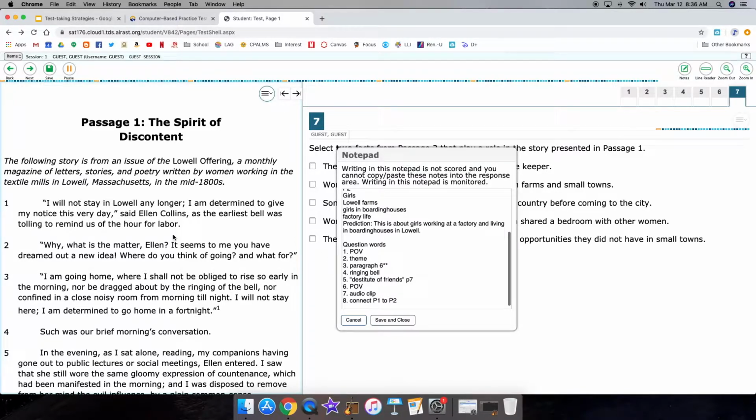I will not stay in Lowell any longer. I am determined to give my notice this very day, said Ellen Collins, as the earliest bell was tolling to remind us of the hour for labor.